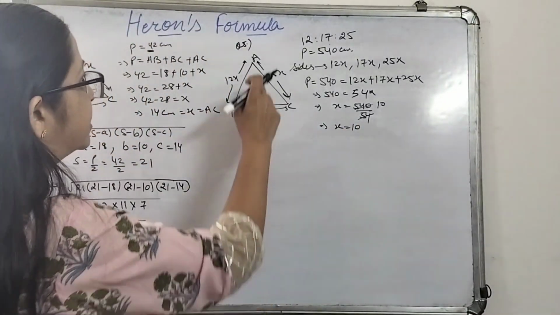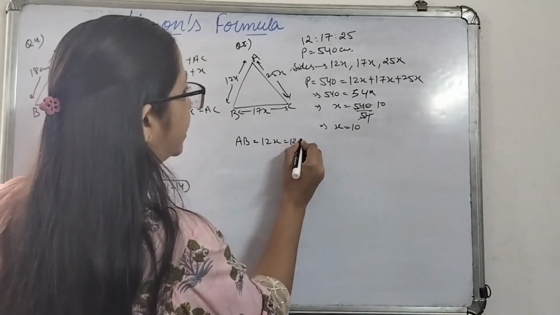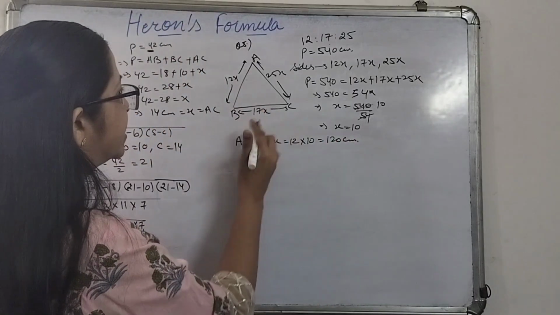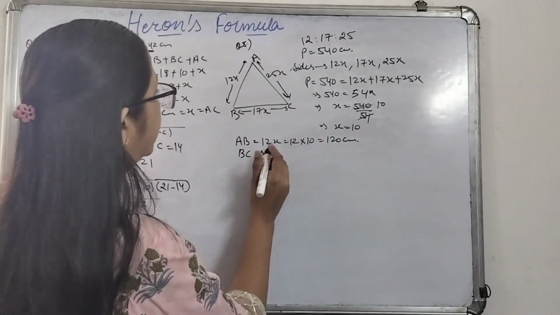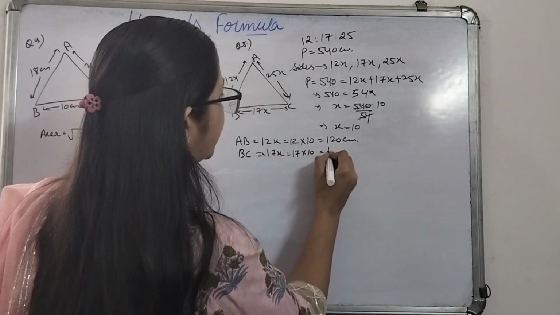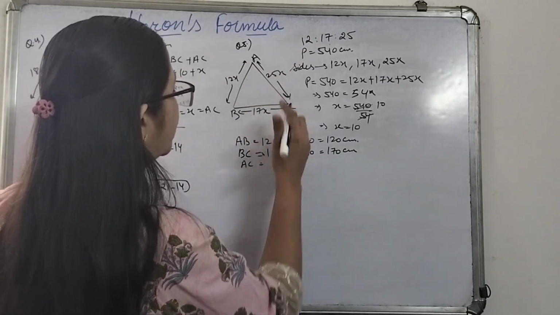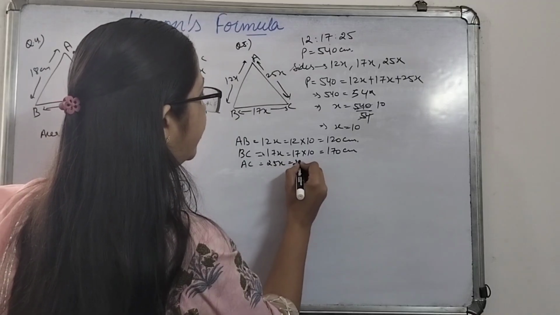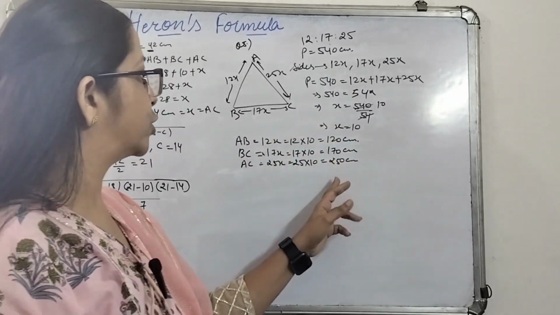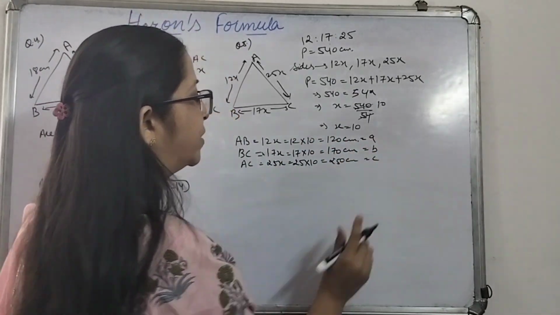Now the sides will be: side AB is 12x, that is 12 multiplied by 10, value of x is 10, that is 120 centimeter. Side BC is 17x, that is 17 multiplied by 10, that is 170 centimeter. And side AC is 25x, so it is 25 multiplied by 10, that is 250 centimeter. So these are the values of all the three sides of the triangle. Suppose this is A, this is B, and this is C.